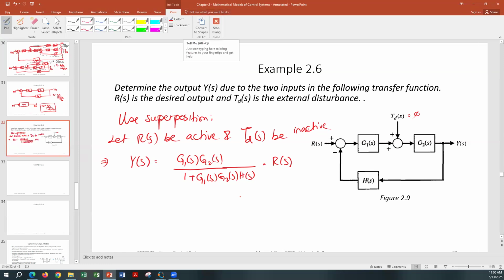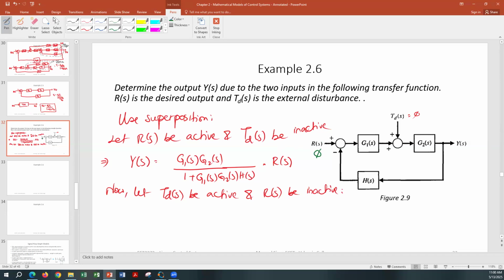Okay, next we're going to keep T_D(s) active and make R(s) inactive. Now let T_D(s) be active and R(s) be inactive. Let's use another color. So let's say R(s) is 0 now and T_D(s) is no longer 0.